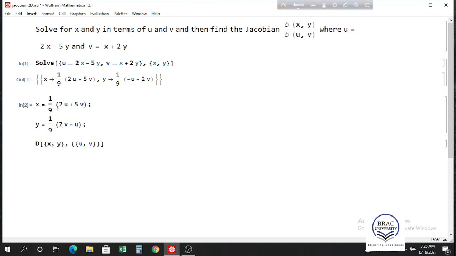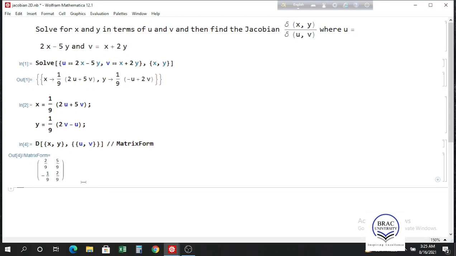So x and y are defined. So Mathematica will substitute the value of x and y. Now if we give double slash and write MatrixForm, we'll get the Jacobian matrix. So here you can see that we have dx by du, dy by du, dx by dv, and dy by dv. This is the Jacobian matrix. But we are interested in finding the determinant of this matrix.